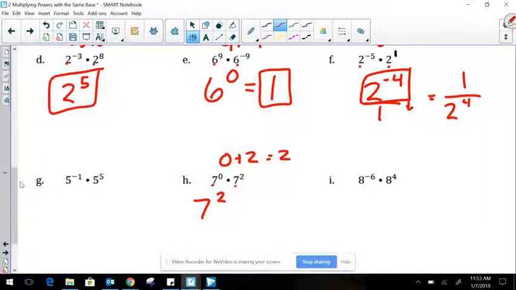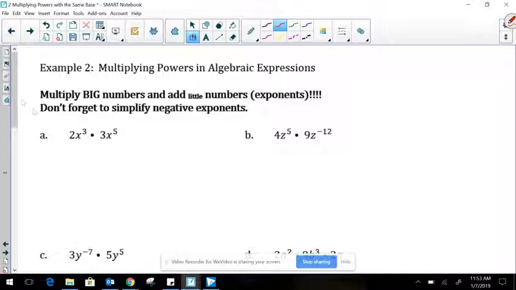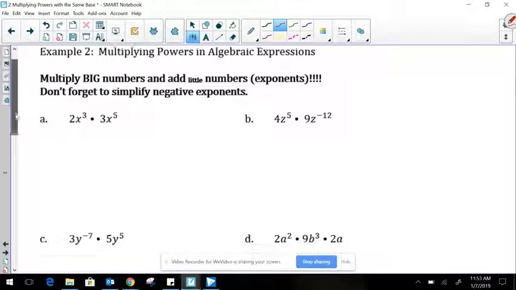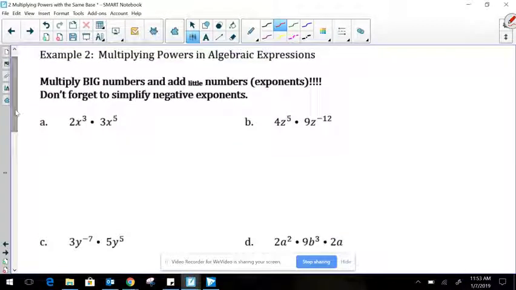Okay, let's flip over our page and let's try it when it gets a little more complicated. So now we're going to multiply in an algebraic expression. So we have big numbers. This is what we're talking about with big numbers. These guys are big. And then the exponents, those are our little numbers.